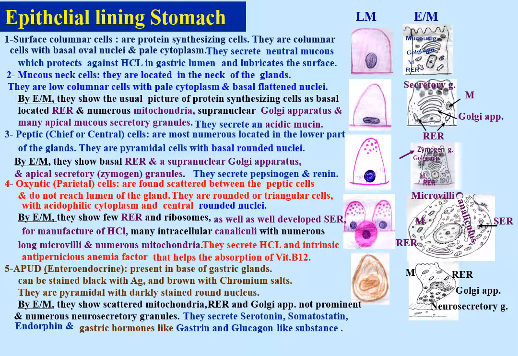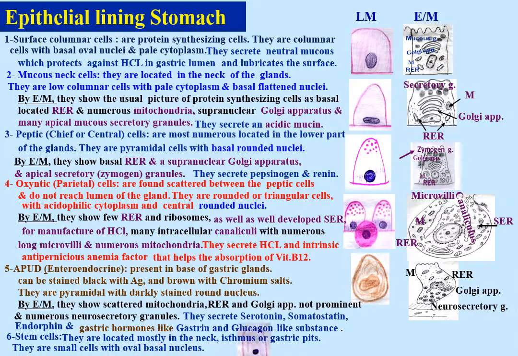and glucagon-like substance. Finally, there are the regenerative or stem cells. They are located mostly in the neck, isthmus, or gastric pits. They are small cells with oval basal nuclei, and they are capable of replacing all cells in the glands.